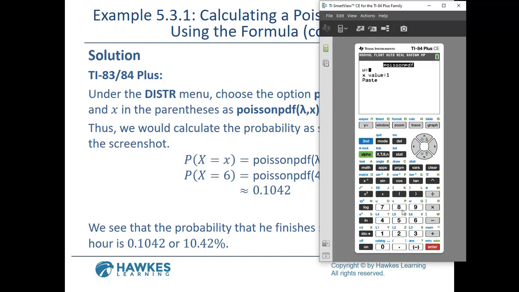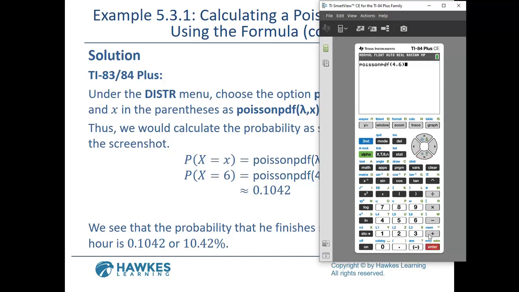Okay, we're going to type in what our x value was, and we want to know the probability that he actually does 6 haircuts in 1 hour. We know that the lambda is that mean. So in this case, the calculator does default to the mean. So make sure that our mean is 4 because he's averaging 4 per hour. And we want to know the probability that he actually does 6 per hour.